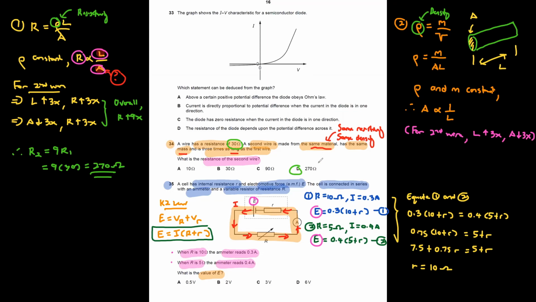From here, you can now find out what E is. You can make use of either equation 1 or equation 2. Both equations have two unknowns, but since you've now found small r, the internal resistance, you can find out your EMF. You can just pick either one. From equation 1, E is equal to 0.3 times (10 plus 10), giving you the final answer as 6 volts. So the answer is D.